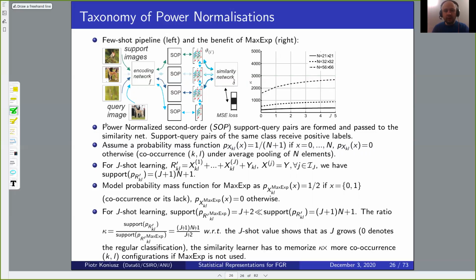And we showed that because power normalization reduces burstiness, the effect of reducing this burstiness is even more profound, as expressed by this function of kappa, when we have to compare two images against each other, or three, and so on, versus just performing regular classification. So if you're interested in that, the details are in one of our papers.